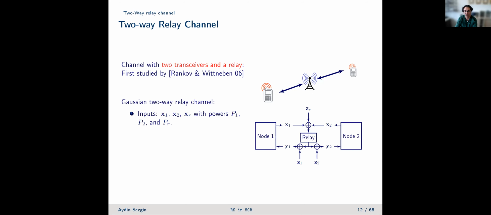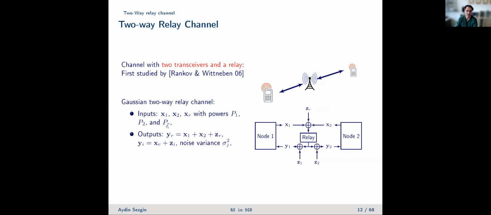So how do we proceed here? Assuming that we have a Gaussian channel, that means that we have additive Gaussian noise. We have three inputs. We have the input from user 1, x1. We have the input from user 2, x2. We have the input from the relay given by XR, and then we have the powers accordingly, P1, P2, and PR.